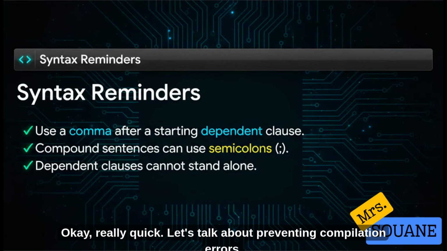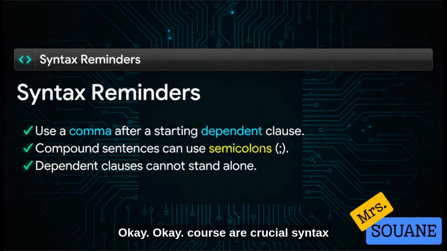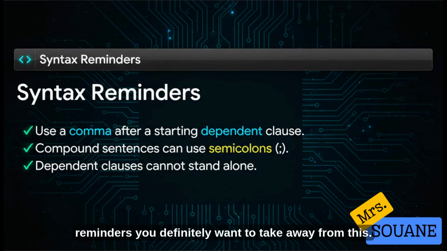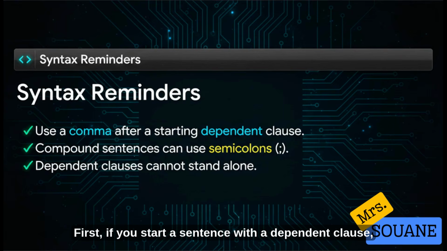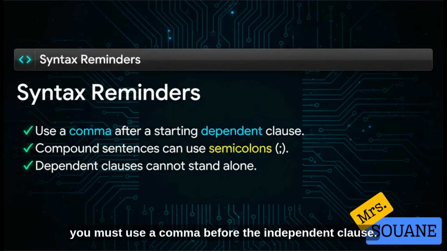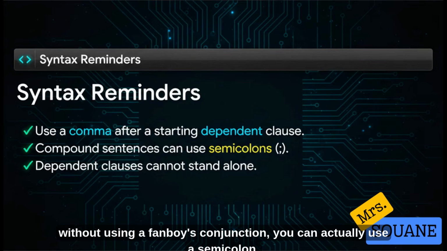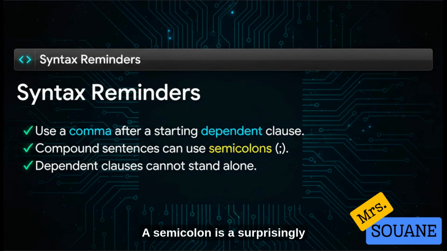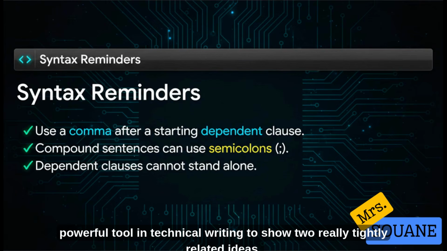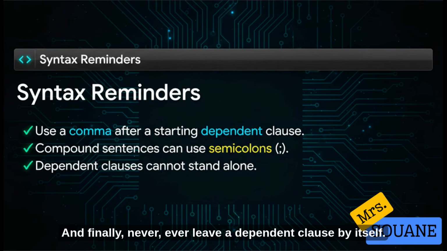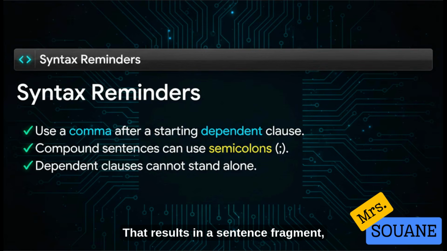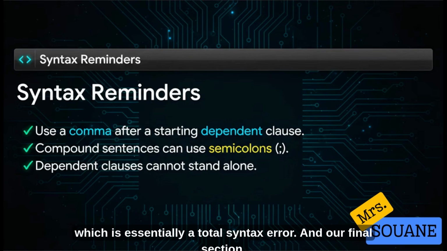Okay, really quick, let's talk about preventing compilation errors in your writing. These are crucial syntax reminders you definitely want to take away from this. First, if you start a sentence with a dependent clause, you must use a comma before the independent clause. Think of it like a bracket closing. Second, if you want to join two independent clauses without using a fanboys conjunction, you can actually use a semicolon. A semicolon is a surprisingly powerful tool in technical writing to show two really tightly related ideas. And finally, never ever leave a dependent clause by itself. That results in a sentence fragment, which is essentially a total syntax error.